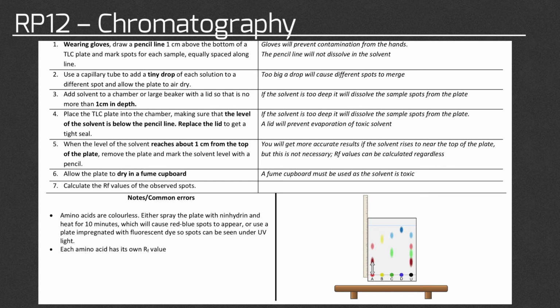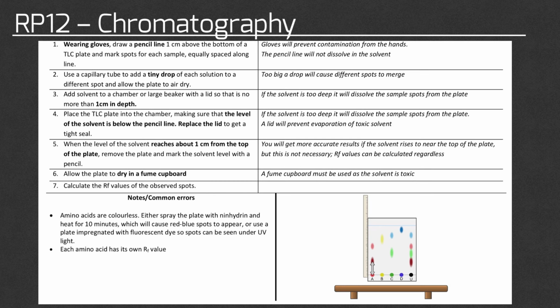When the level of the solvent reaches about 1 centimetre from the top of the plate, remove the plate and mark the solvent front with a pencil. You'll get more accurate results if the solvent rises to the top of the plate, but you can calculate RF values regardless. You then allow the plate to dry in a fume cupboard, and a fume cupboard must be used if the solvent is toxic. You then calculate the RF values of the observed spots.